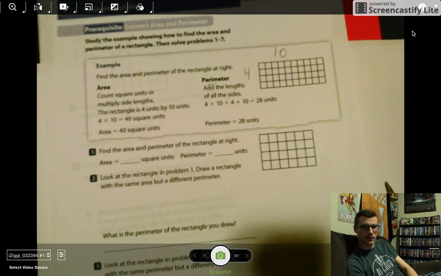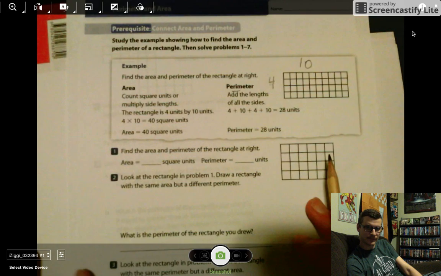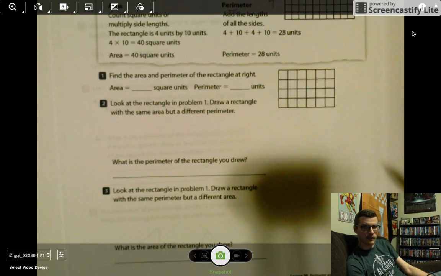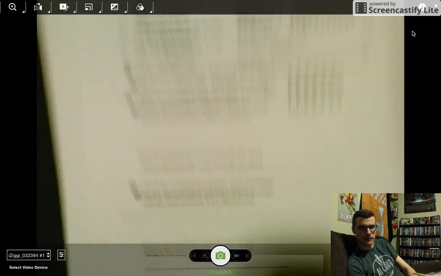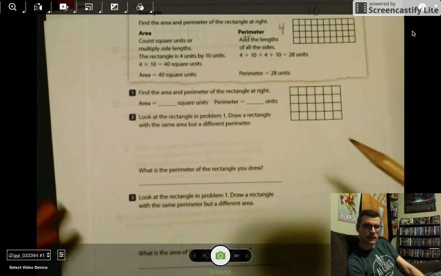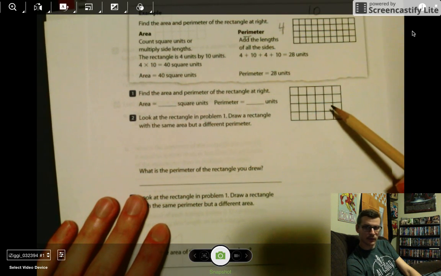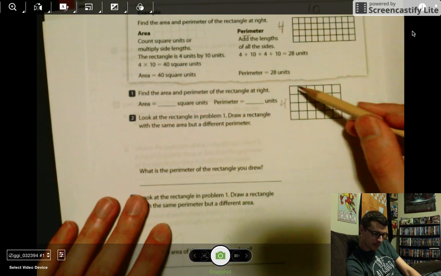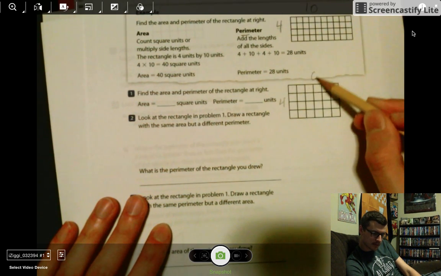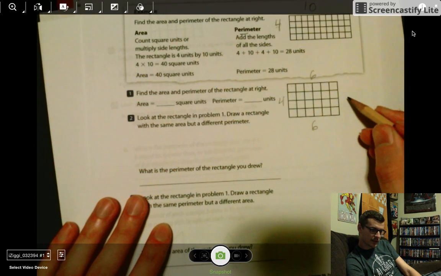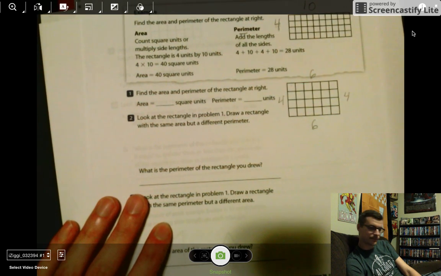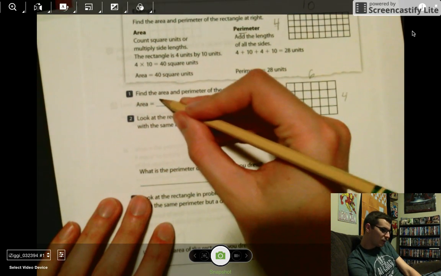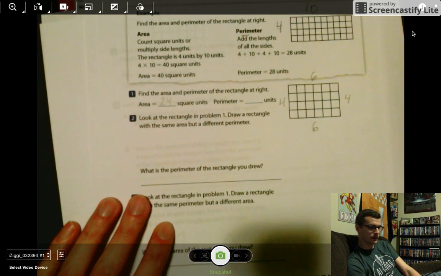So let's go in and try to knock out some of these questions. It says, find the area and perimeter of the rectangle at the right. Okay, so here's our rectangle on the right. This is a 4 unit by 6 unit rectangle. That means this side is also going to be 6, and this one is also going to be 4. So we're doing area first. That's going to be 6 times 4, which is 24 square units.